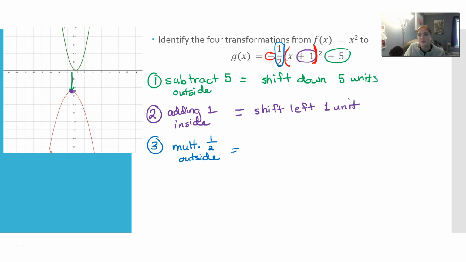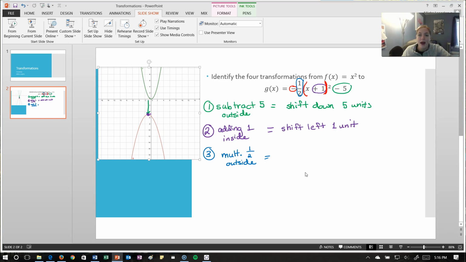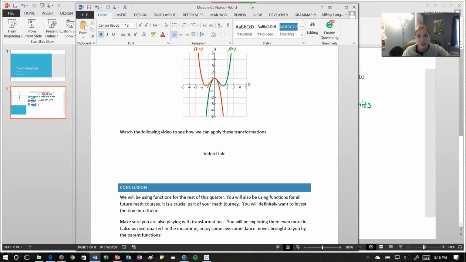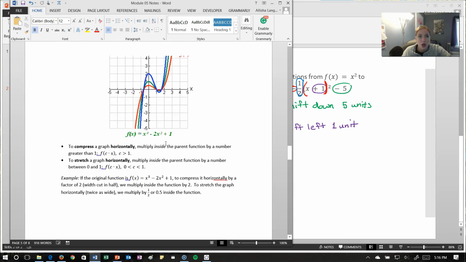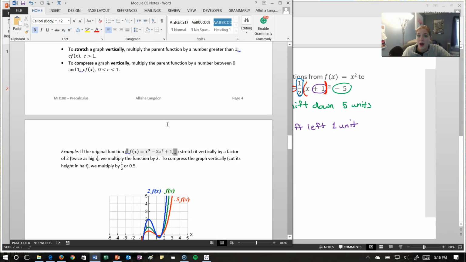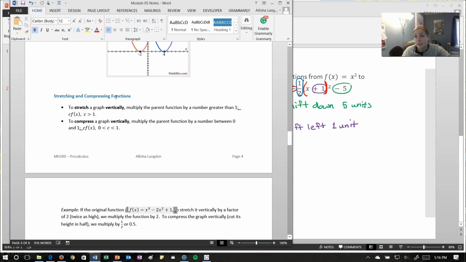Now sometimes this one, even for me, it's hard to remember. Okay, multiplying outside. So if you want to just grab your notes, you can see multiplying by a number is our stretching and compressing area. So we're multiplying outside the function, so it's not inside. So it would be either stretching or compressing vertically. So think of silly putty here. You're either stretching the graph up or you're compressing it.